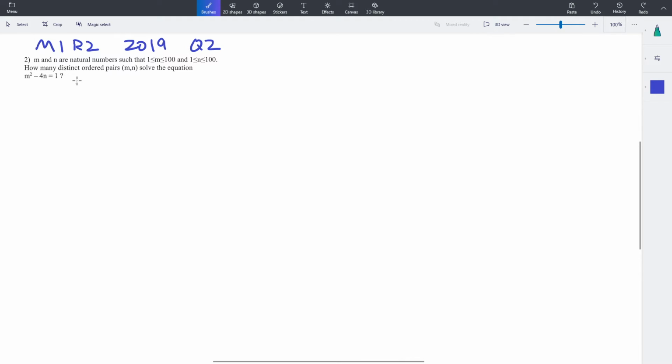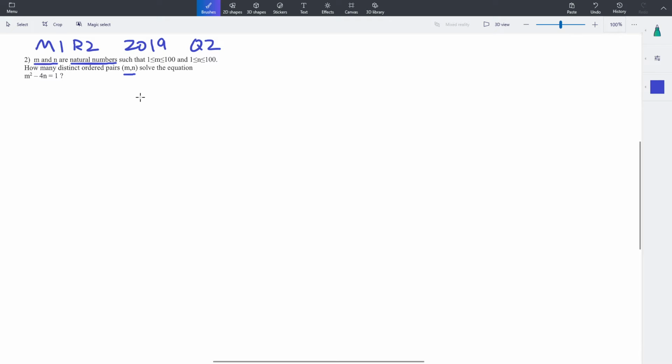Alright, so the question goes, let's read it and maybe figure out some key points. The variables are m and n, natural numbers that live in the inclusive range from 1 to 100. When it says natural numbers, that basically means whole numbers, and we can see the constraints right there. So the question is, how many distinct ordered pairs (m, n) solve the equation m squared minus 4n equals 1?